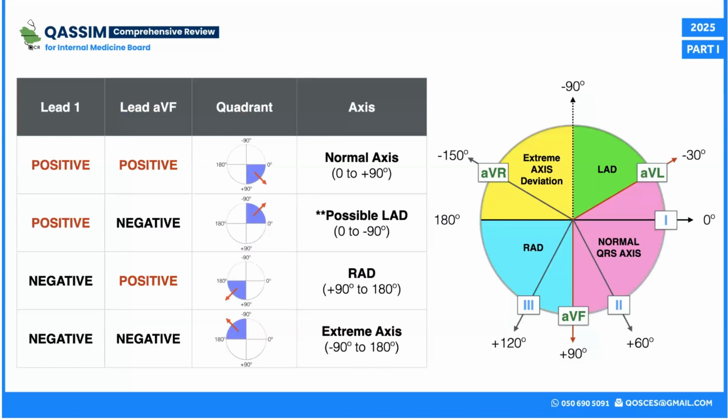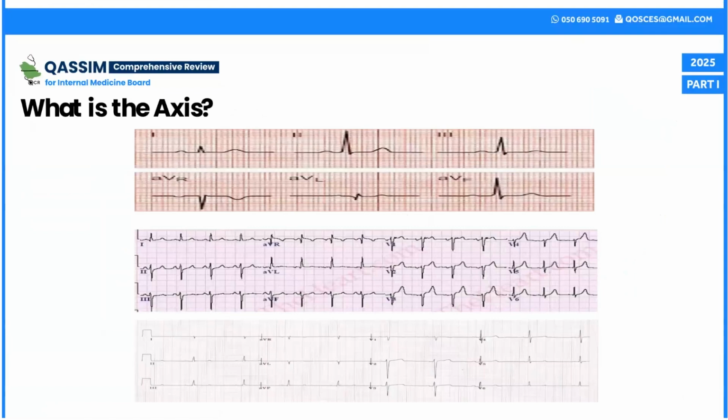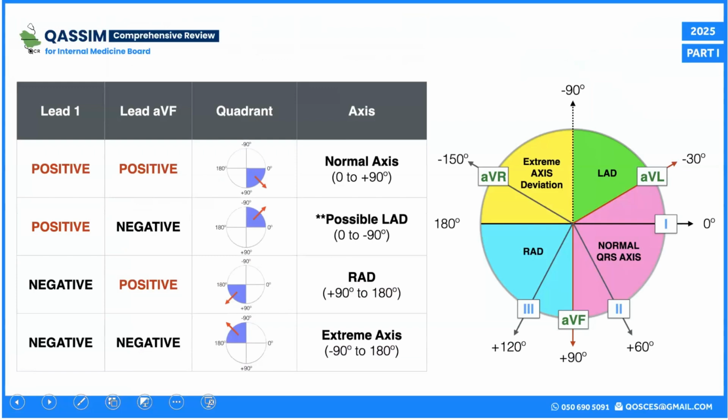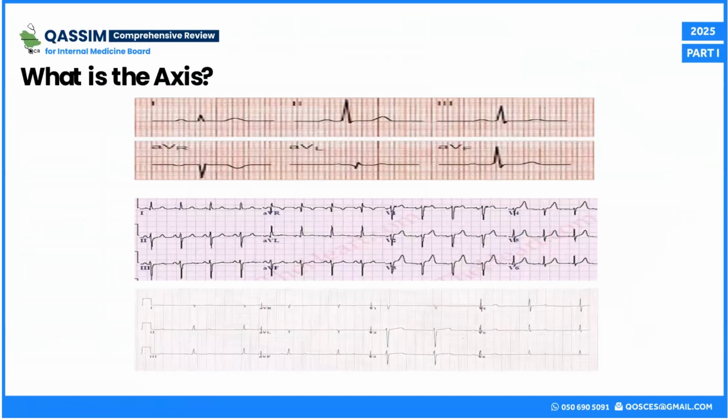So this is the exact same thing that applies. Lead 1 is positive, lead aVF is negative. So this is most likely a possible left axis deviation, so we'll compare it to lead 2. Lead 2 is negative. So this is most likely a pathological left axis deviation.